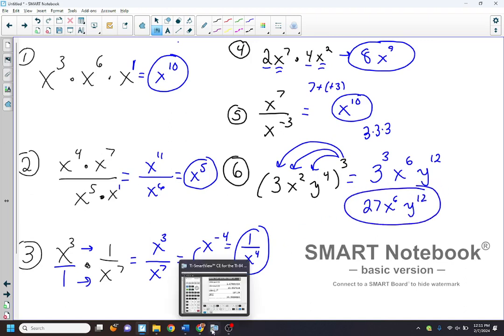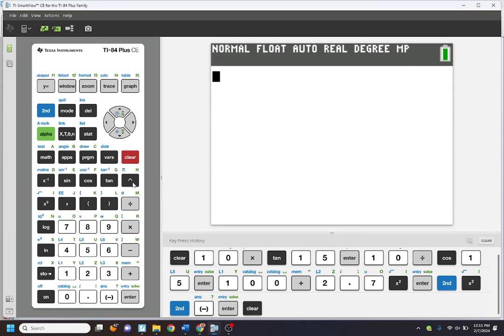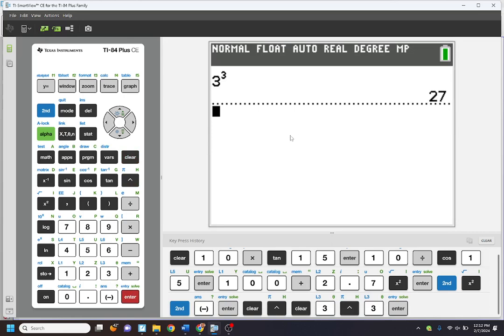On your calculator, if you want to do a number to a power, you're going to click this button. This button is the button above the division symbol. So 3 to the third power gives you 27. So the button above the division symbol. Again, right here.